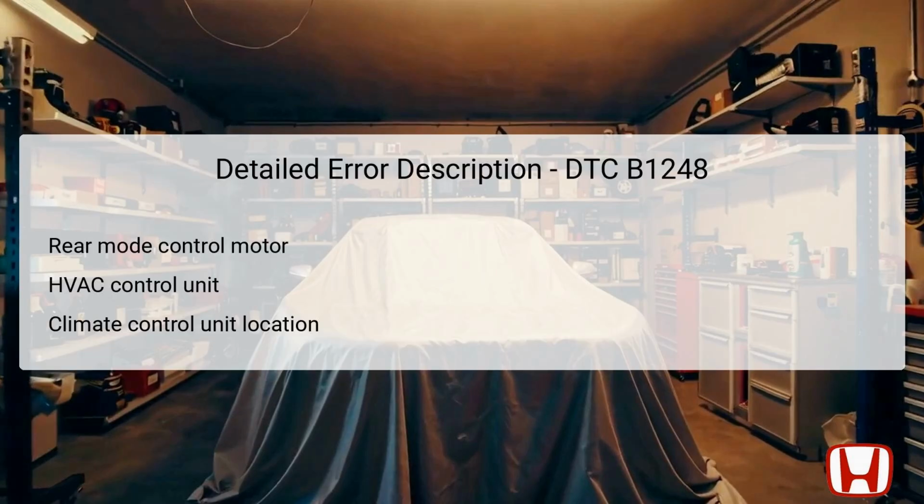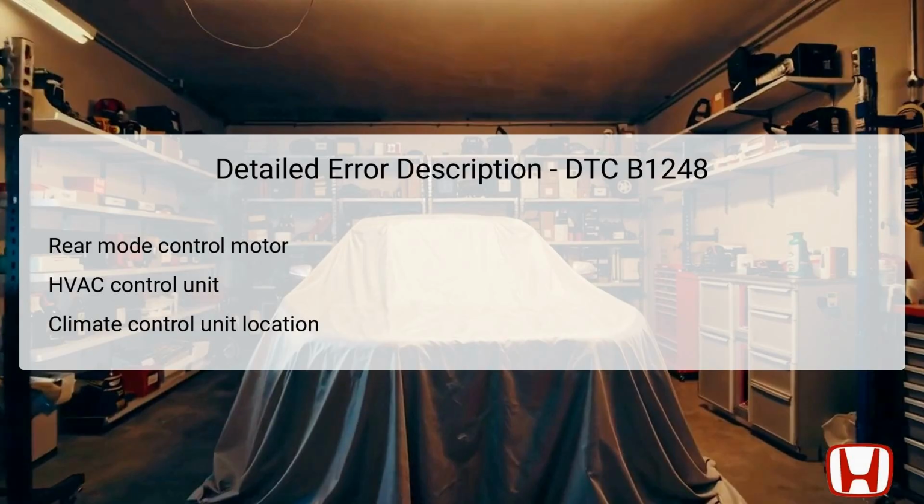The primary components involved when DTC B1248 is triggered include the rear mode control motor, the HVAC, heating, ventilation, air conditioning control unit, and the climate control unit. The rear mode control motor is critical in modulating where air flows in the rear section of the vehicle, usually located near the rear seating area, integrated with the HVAC system. The HVAC control unit sends operational signals, making it essential for proper communication between systems. The climate control unit maintains the desired temperature settings activated by passengers.